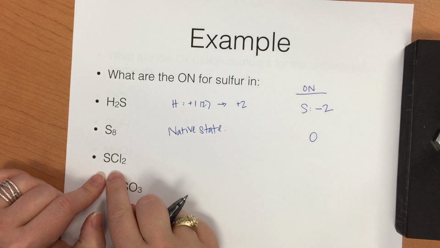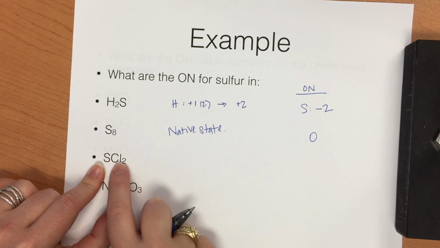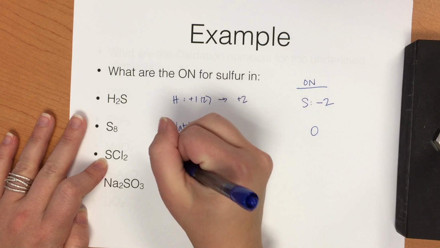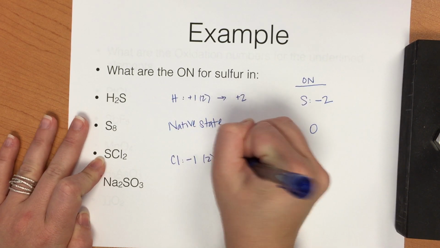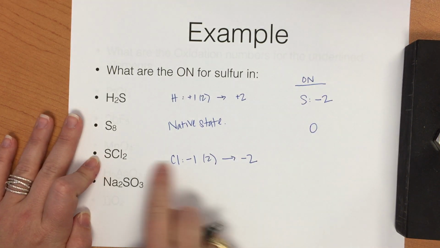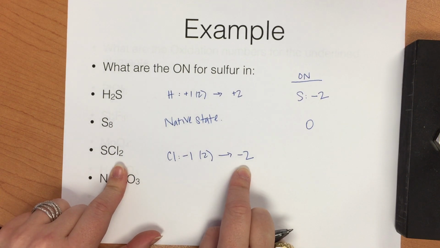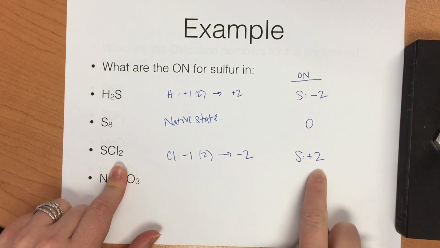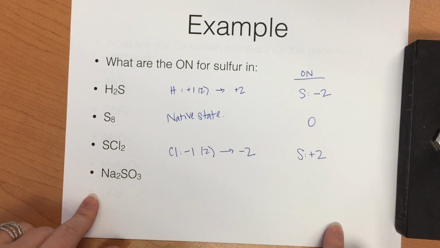Okay, but what about for sulfur chloride? So now sulfur has been in different relationships. But in this case, we know that the chlorine is going to follow the rules, which is chlorine is -1. There are 2 of those. Therefore, we have a -2. In order for this molecule to be neutral, we are now going to need sulfur to have a +2 oxidation number. Okay, so now we can see that sulfur has had 3 different oxidation numbers.